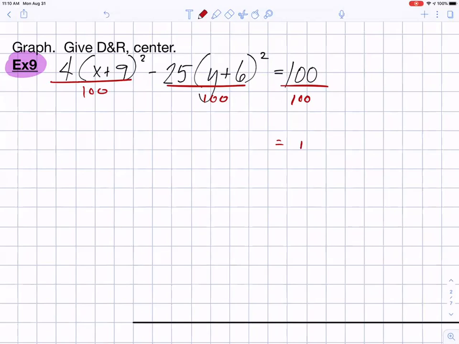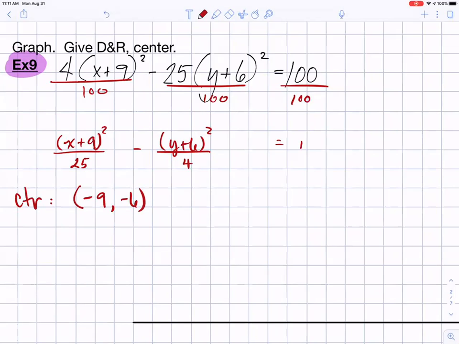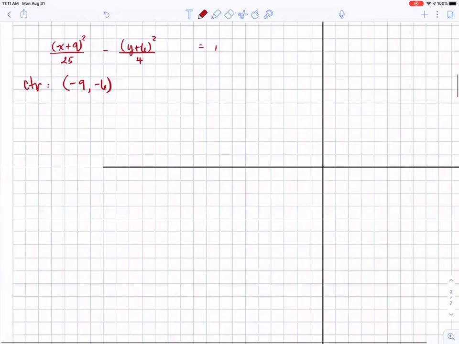What's my first fraction? Over 25. And then? Okay, good. Okay. Where is my center? -9, -6. Let's just go ahead and put that onto our graph.